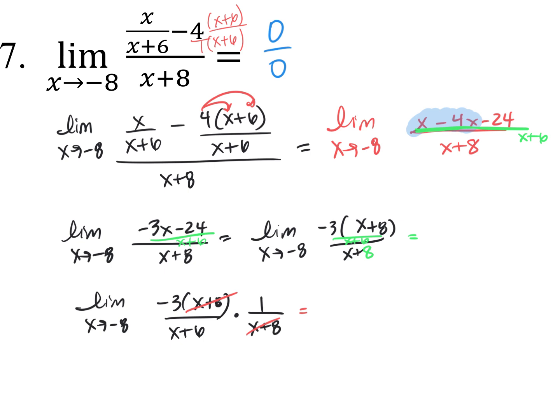And I'm left with, I'm going to rewrite it just because I want to be clear. I obviously wasn't clear before. My bad. We're left with -3 over x plus 6, and I'm going to plug in a -8. Can I plug it in now? Yes. And I'd get -3 over -2. Final answer? 3 halves.